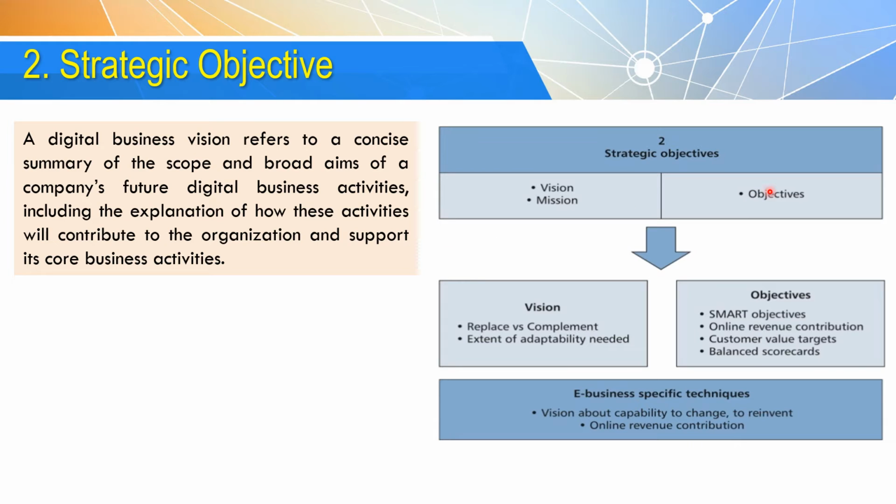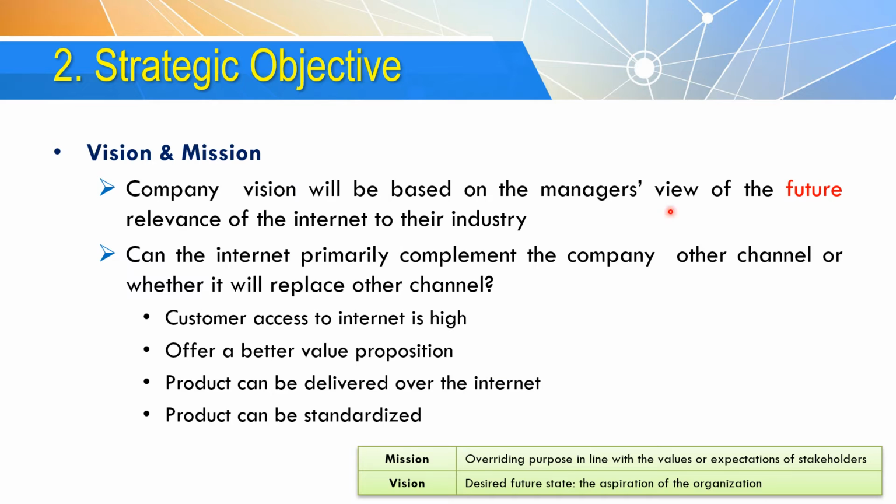And the steps here, what you have to define is the vision, the mission, and the objective. Okay, you have to define using a SMART objective, and then you have to identify what are the online revenue contribution and the target customer value targets. You can use balanced scorecard. Okay, so how to define a vision and mission and strategic objective.